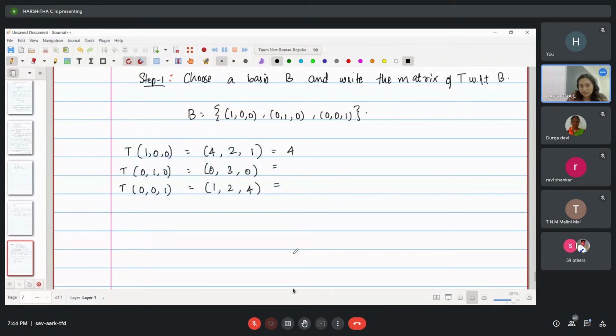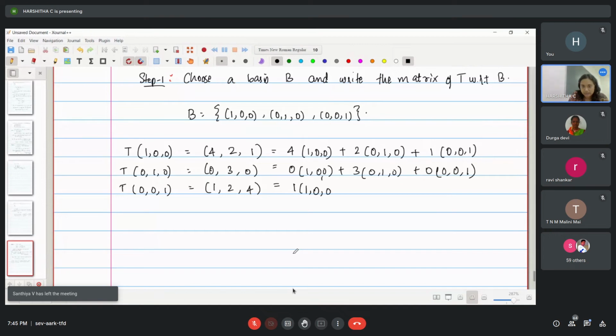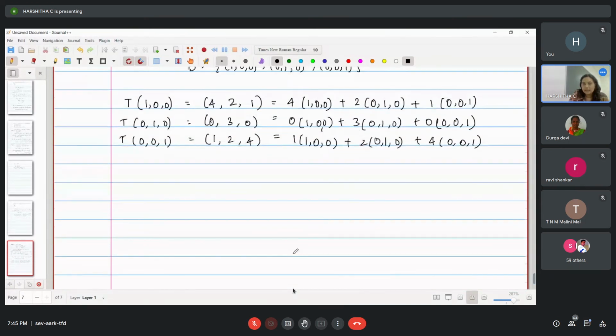So this will be 4 times (1, 0, 0) plus, again, these numbers are turning out to be the same because it's a standard basis, but this is an important step. Plus 1 times (0, 0, 1). So this is 0 times (1, 0, 0) plus 3 times (0, 1, 0). That's again 0 times (0, 0, 1). And finally 1 times (1, 0, 0) plus 2 times. Now these coefficients that you get, you write it as a column.